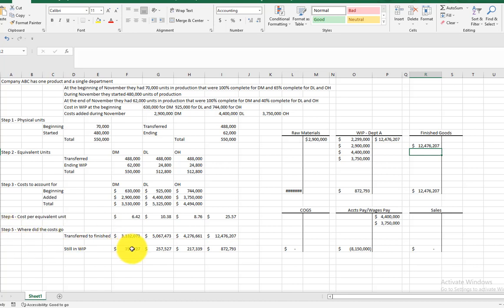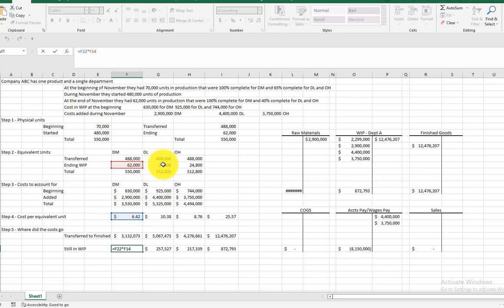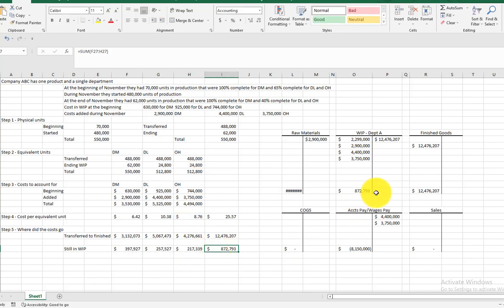Then we can check ourselves. Step 5 is also about checking ourselves, and we check by taking our cost per equivalent unit times the ending work in process units in equivalent units. Again, cost per equivalent unit times ending work in process in units. And again, those added up, summed across, give 872,793. If we did our work right, then it should equal our work in process for Department A. So that's how you could set it up.